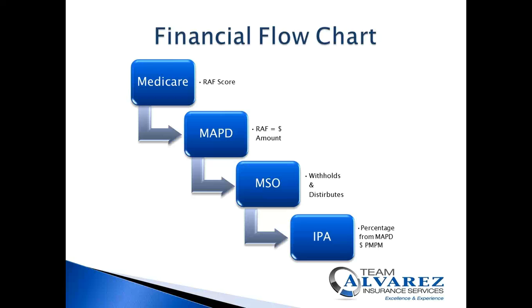The MSO, what they do is, again, think of them as the agents of the IPA. The MSO withholds whatever funds necessary to allocate towards risk pool management, as well as for their own management fees internally, and they distribute the remaining portion to the IPA. So essentially, the IPA is receiving a percentage negotiated rate from the MAPD per member per month. Okay.